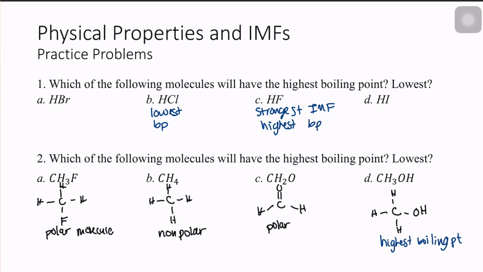To find the lowest boiling point, I would just look for the molecule that has the weakest IMFs, and that is going to be B, methane. And it has the lowest boiling point because it only contains London dispersion forces. Both A and C are polar molecules, so they will have London dispersion forces in addition to dipole-dipole forces. D is the only one that contains all three IMFs.